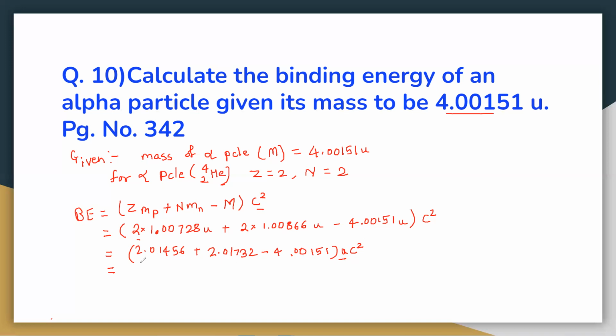So let's do simple addition and subtraction for this bracketed term, and we'll try to find the answer. Instead of 1U, we'll substitute 931.5 upon c square, as that is also one of the constants, and the addition and subtraction of this whole bracket is 28.2896. Then we will just cancel out the c square term, and again simple multiplication, 28.2896 into 931.5. So our answer will be 28.2896. Sorry, so 28.96 is our final answer after multiplying it with 931.5. So I'll just erase this.